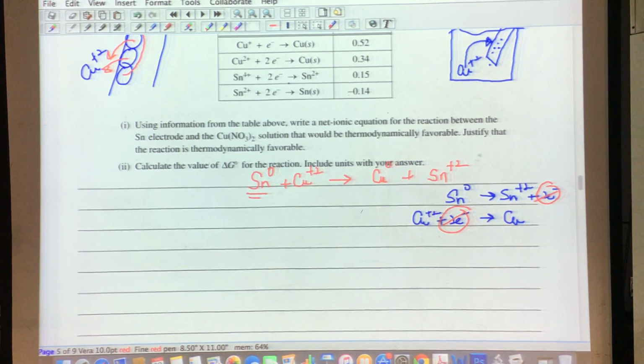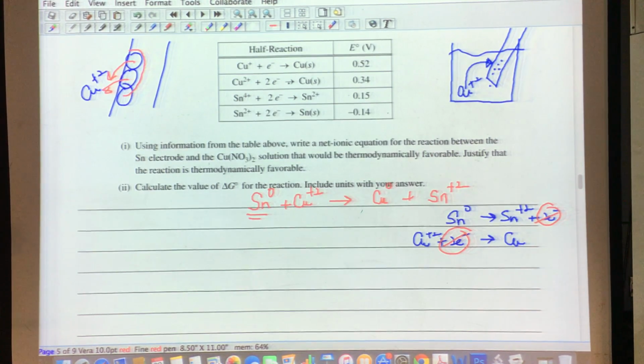Now, using the information, write a net ionic equation between the tin electrode and the copper nitrate that would be thermodynamically favorable. Justify that the reaction is thermodynamically favorable. Now that they gave me what? Net potentials, I'm going to use them. So look, for copper, gaining 2 electrons, that's positive what? Positive 0.34 volts.